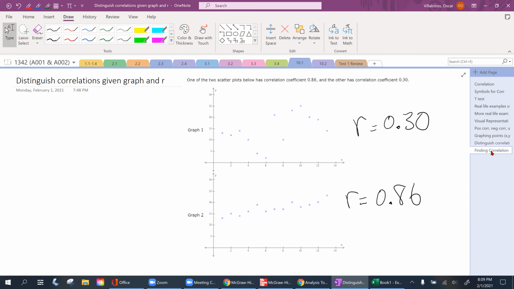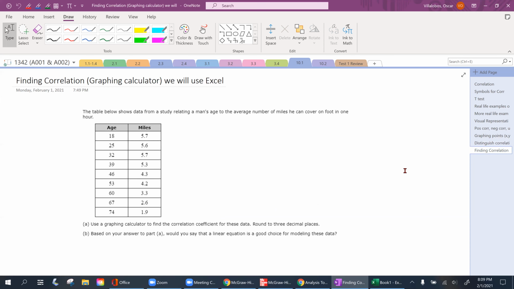And last but not least, finding the correlation. So you're going to be given two axes, I'm sorry, two columns. The table below shows data for a study relating a man's age to the average number of miles he can cover on foot in 1 hour.